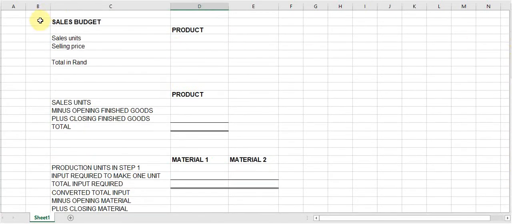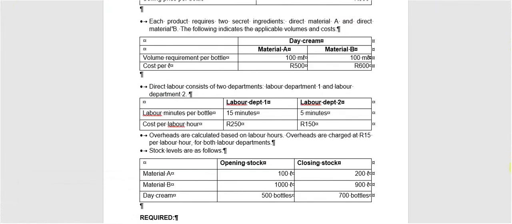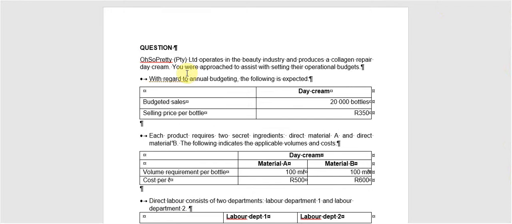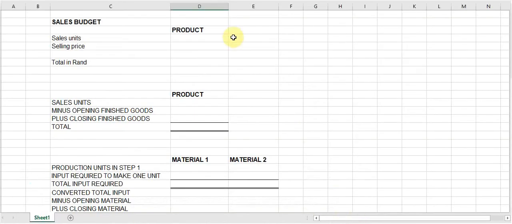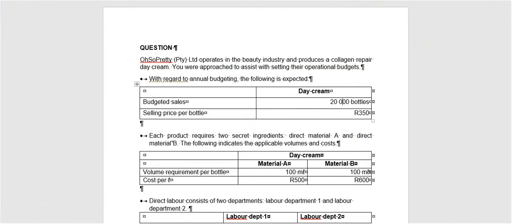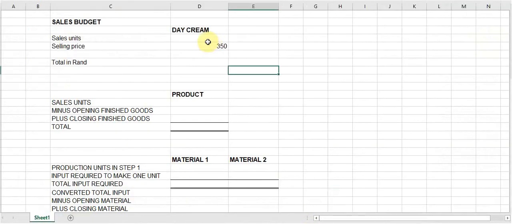Right, we need to start with the sales budget. And per the question, this is required number one. They have given us the sales information at the beginning of the question. In the first bullet, it was 20,000 bottles at 350 Rand. So I'm going to say our product now is day cream, and the selling price was 350 Rand. I just need to double check the sales units, 20,000. In order to get to the total sales, I need to multiply these two values. So the total sales is 7 million.